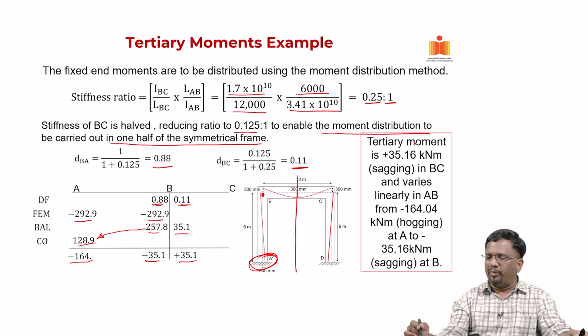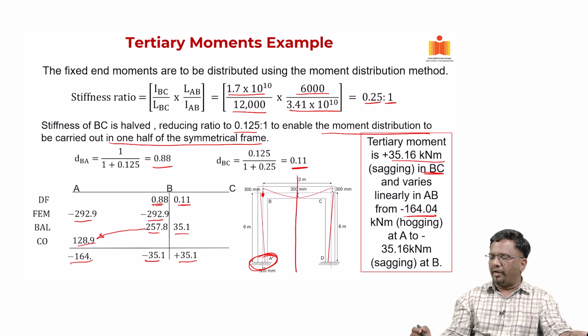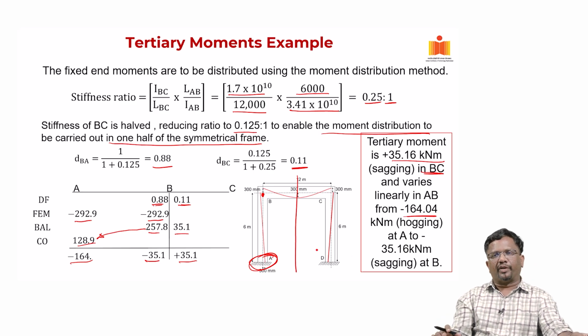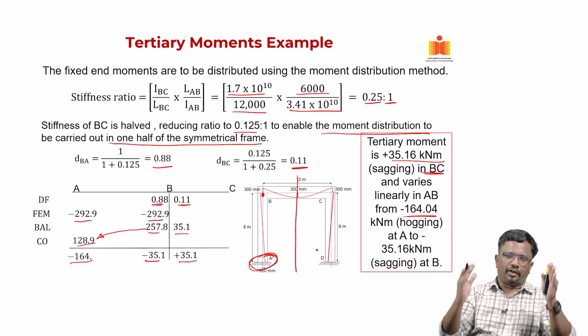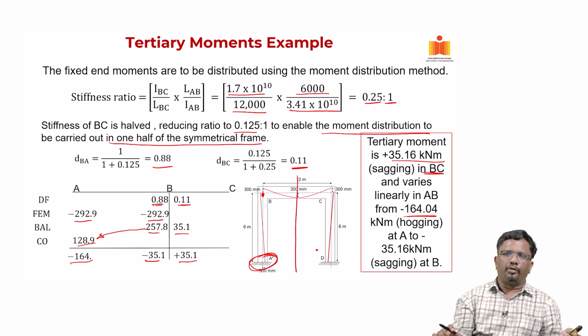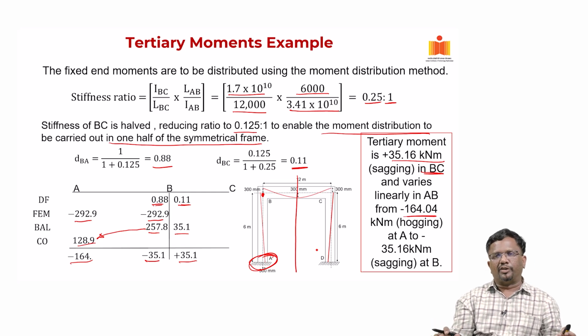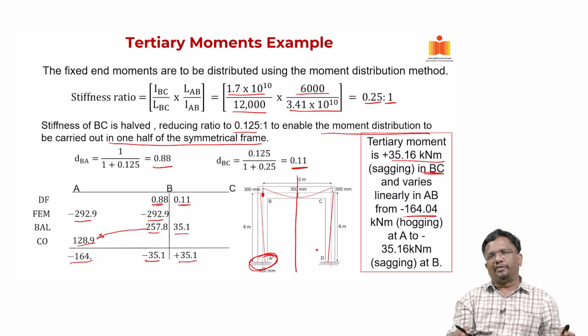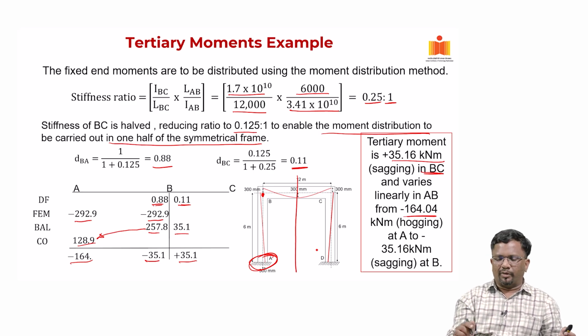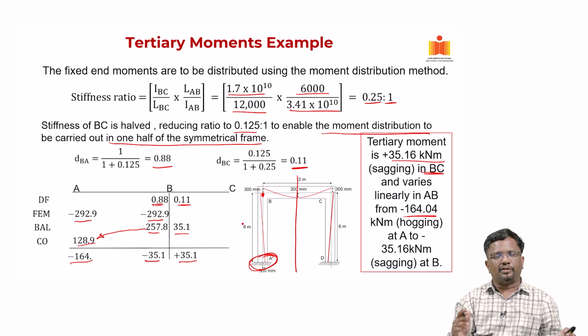So, the tertiary moment is 35.2 kilonewton meter in BC and it varies linearly to 164 kilonewton meter hogging at A. So, that is what we have, and this is the moment distribution. This way we can consider the effect of pre-stressing and what are the moments that are coming to the vertical members in a simple portal. You can do that for multiple portal frames also, but nowadays the finite element softwares are available to calculate this effect, but we have to account for it. Sometimes knowing this simple analysis helps you to verify what results that software is giving. So, that is very important for us to know, right.